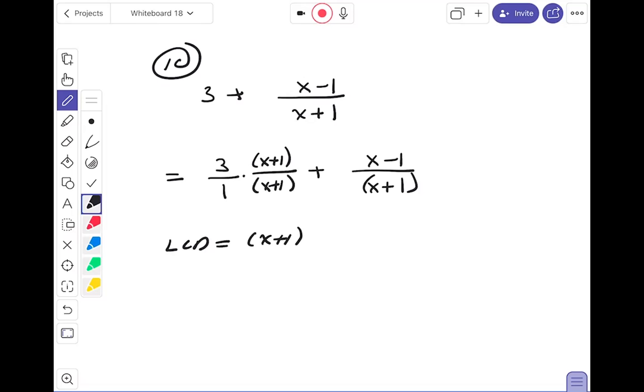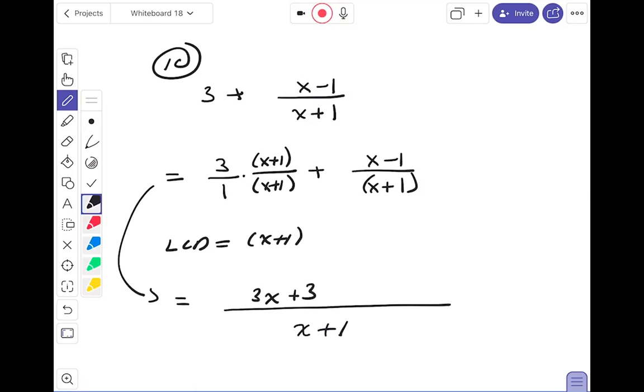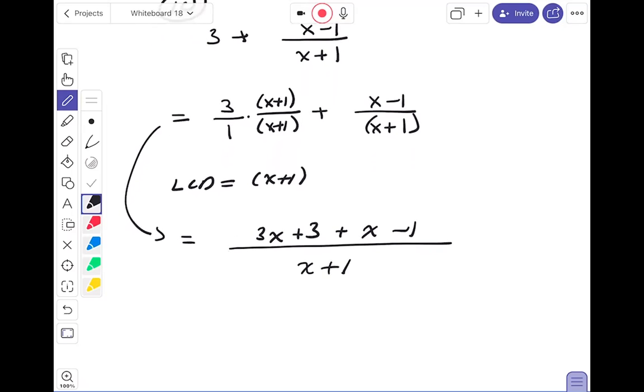The second one isn't your builder. So what are you going to get over here? Pretty simple. You're going to get the same denominator, which is x plus 1. What do you get in the numerator? 3x plus 3 plus x minus 1. Keep going if you can. Let's see, 3x and x is 4x. And 3 minus 1 is 2, right?